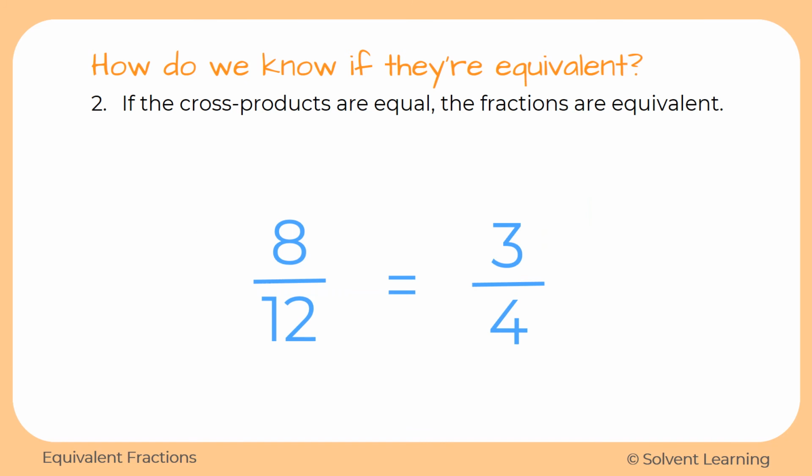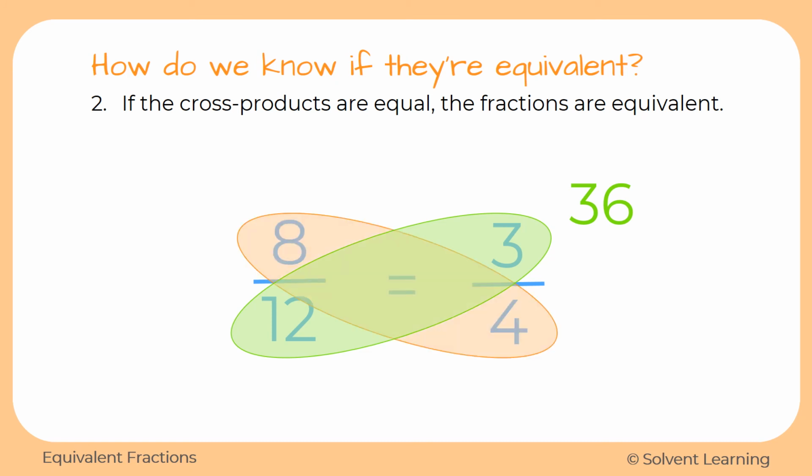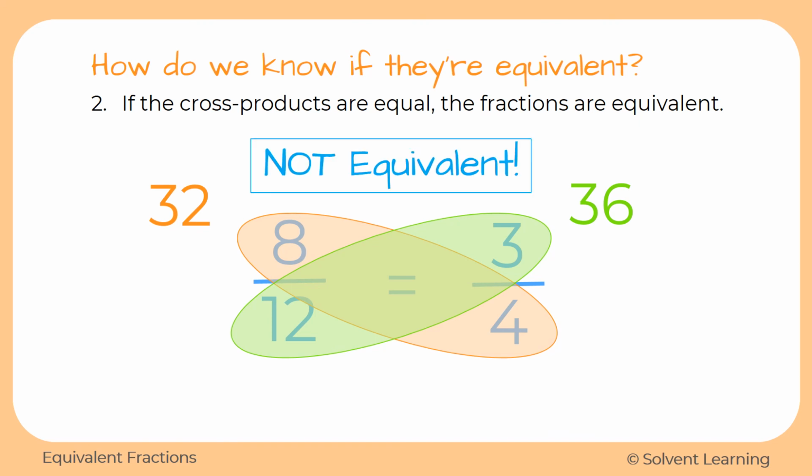Let's try it with this one. First we multiply the 12 times 3. That gives us 36 for that cross product. If we go in the other direction, 8 times 4 gives us 32. 32 and 36 are not equal to each other. We got two different numbers. So that means that these fractions are not equivalent.